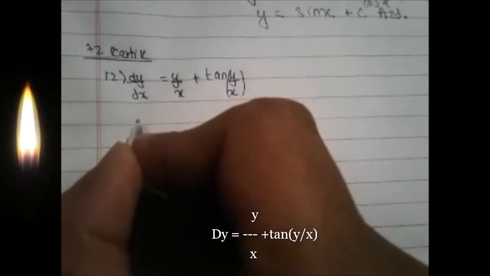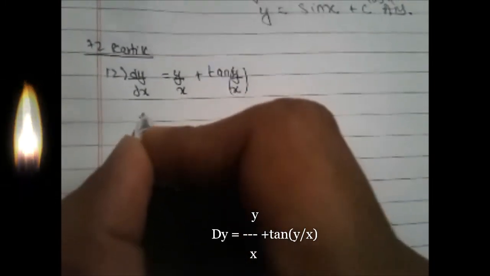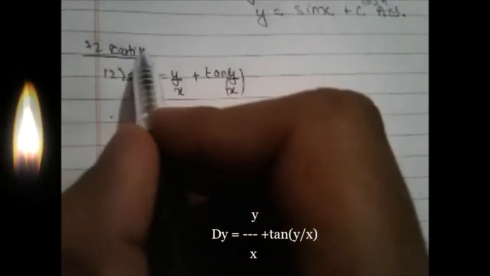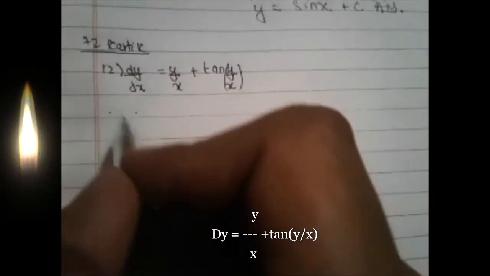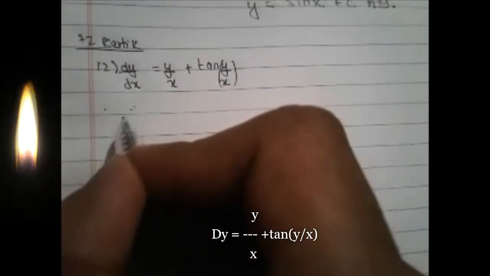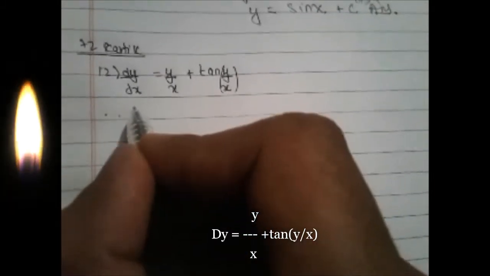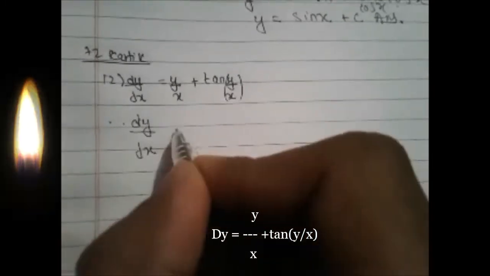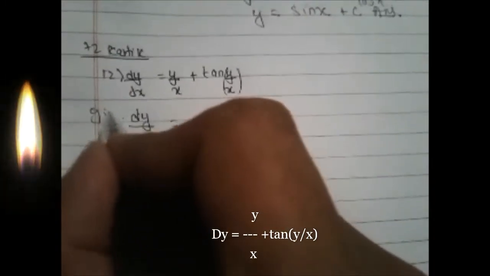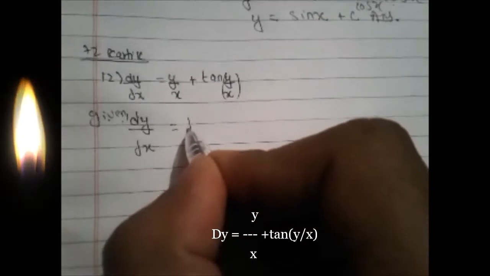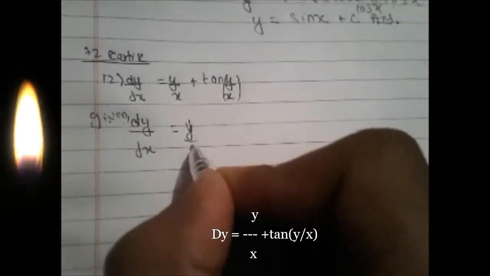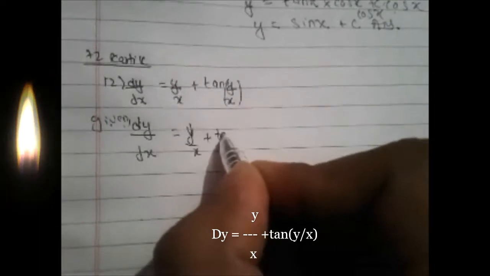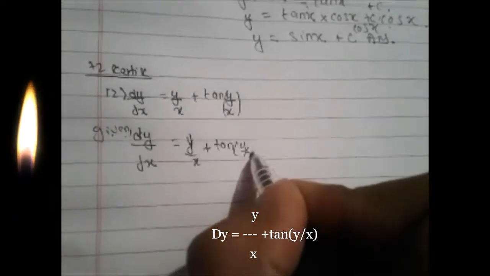So guys, let's start our next question from differential equation. This question was given in IOE 72 Karthik, and now solve it. How to solve it? dy by dx is equal to y by x plus tan y by x.